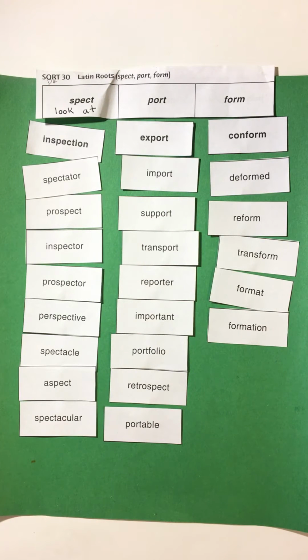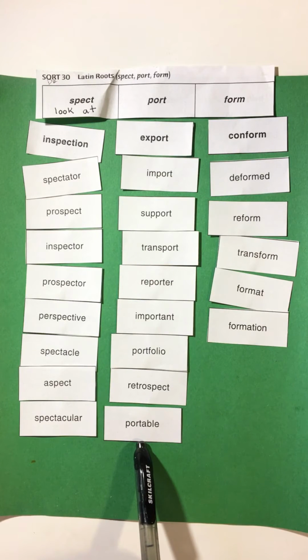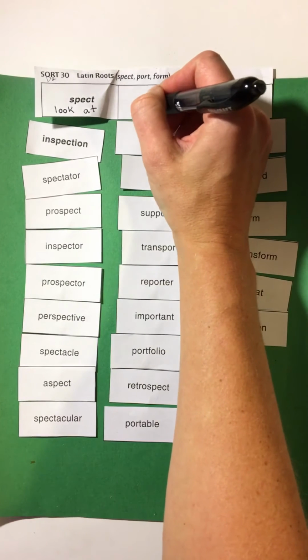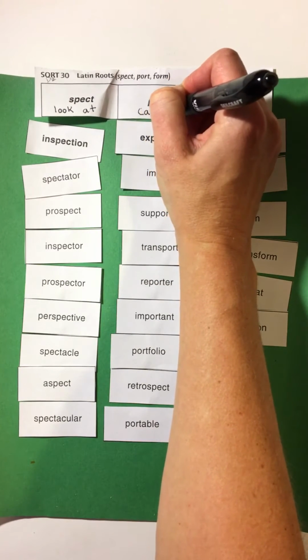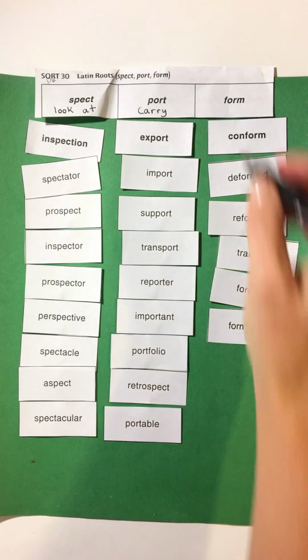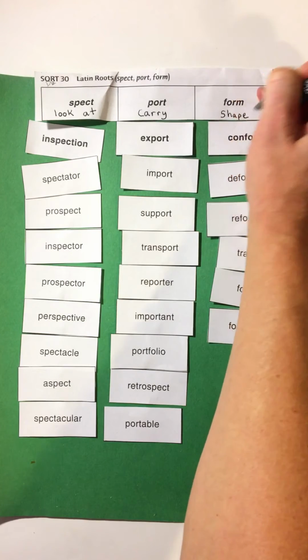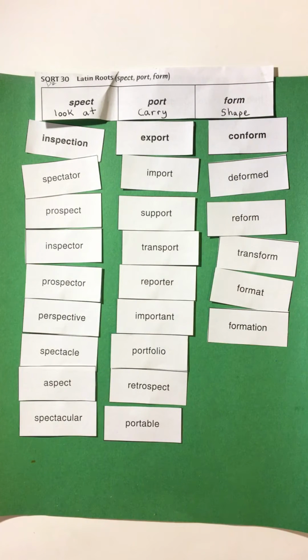Export, import, support, transport, reporter, portfolio, portable. This one's probably your best clue. It means to carry. I expect to see you have written the meaning of these roots on your headers. And form, you might want to even say that it means form. That's true. Another word for that is shape. Now we don't have time to go over all of these words, but please look them up if you're not quite sure.